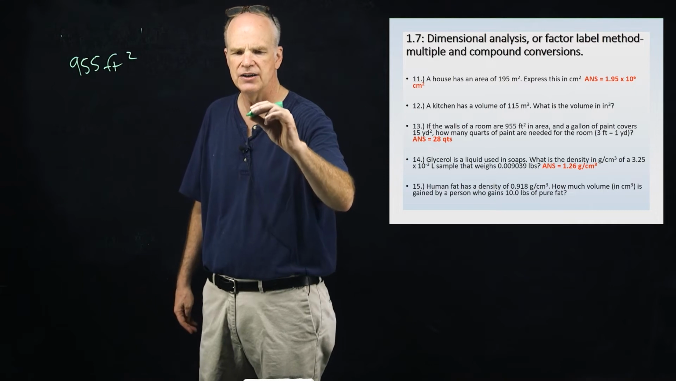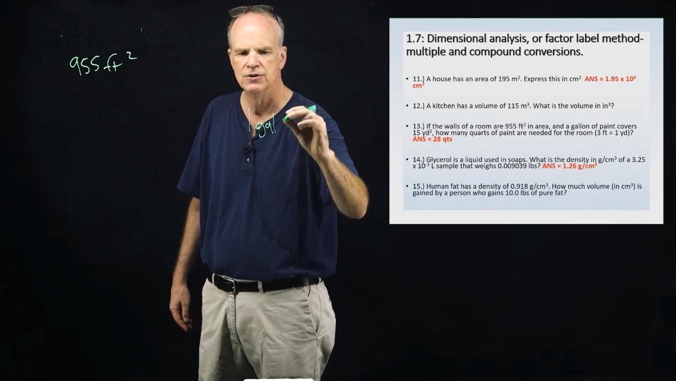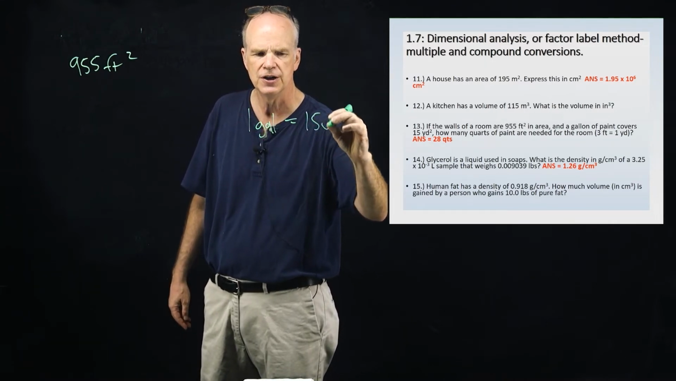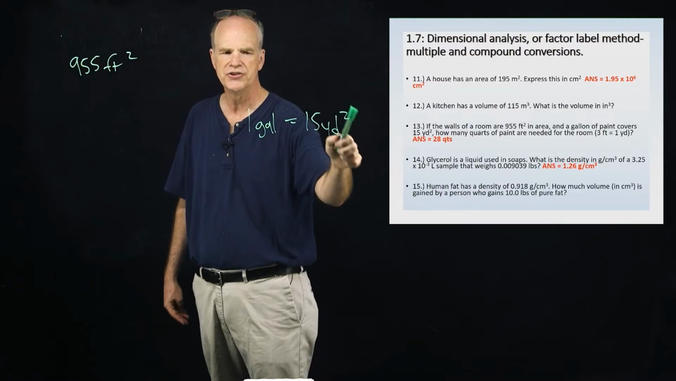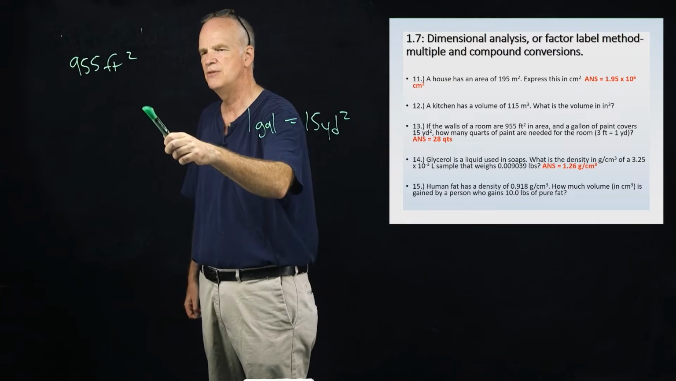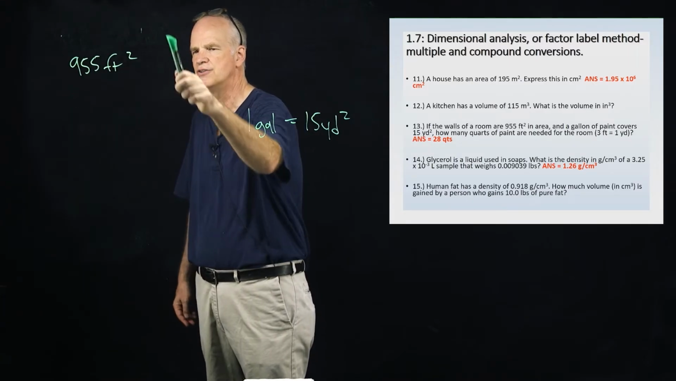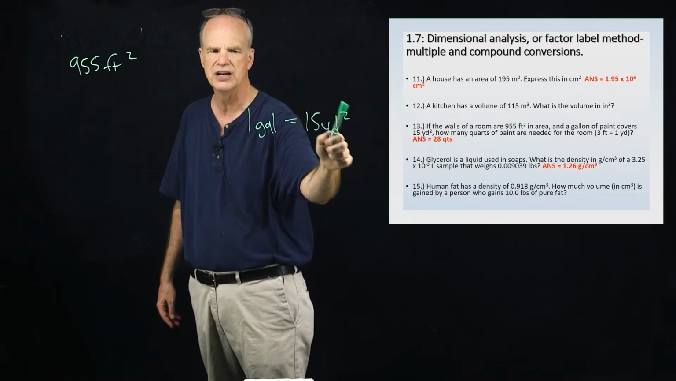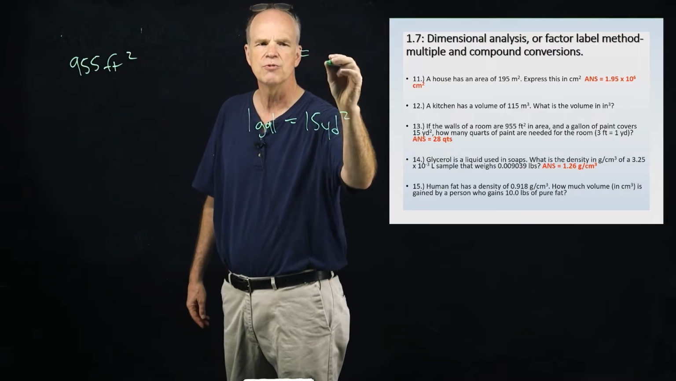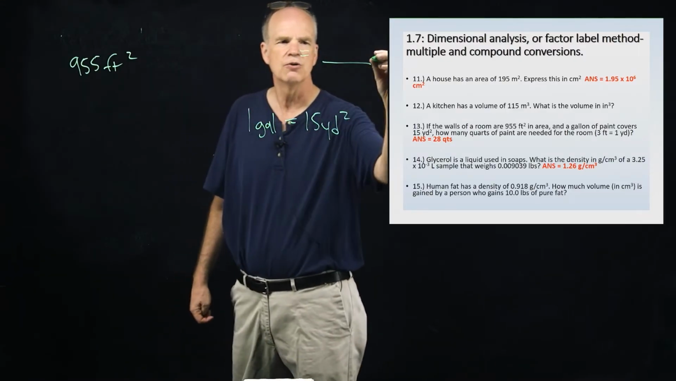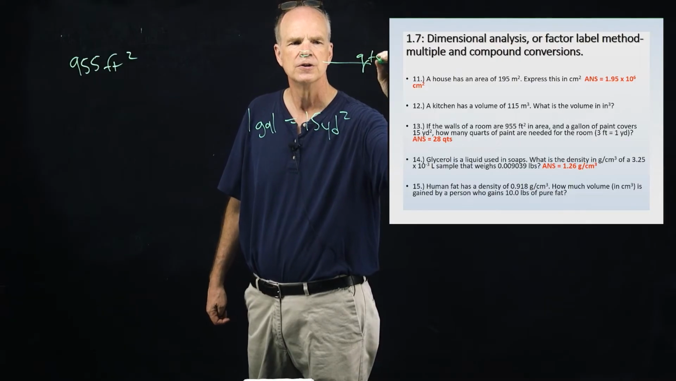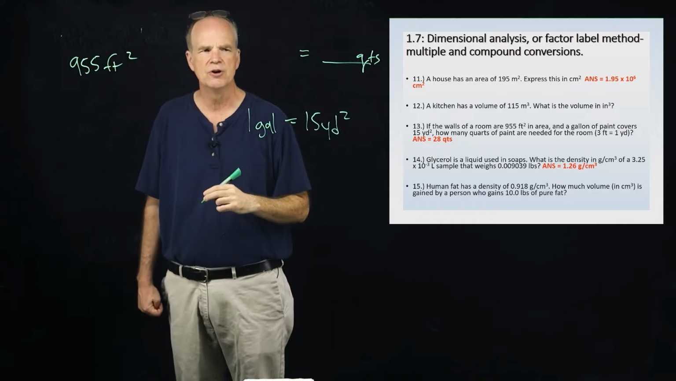So it looks like 1 gallon of paint will cover 15 yards squared. So we're going to use this as a conversion in the problem, and then eventually convert 955 feet squared using this conversion. And I guess what we need to do is to get an answer in quarts. Okay, so how are we going to go about doing this?